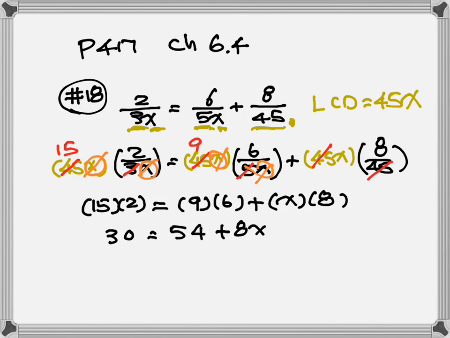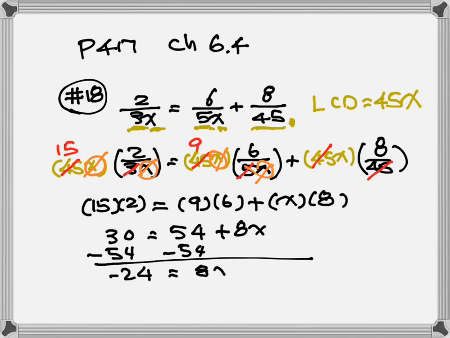Then over here, we're going to solve for x. So minus 54 to both sides of the equation. Wait, subtract 8x from both sides, so we have negative 24 is equal to 8x... Now we can solve for x, so divide by 8, so negative 3 is equal to x. Okay, now let's look at the next question.